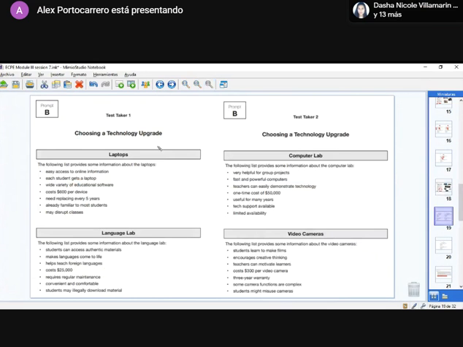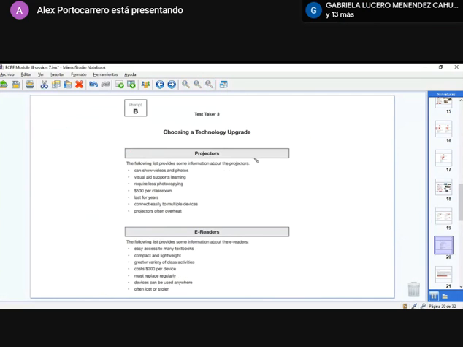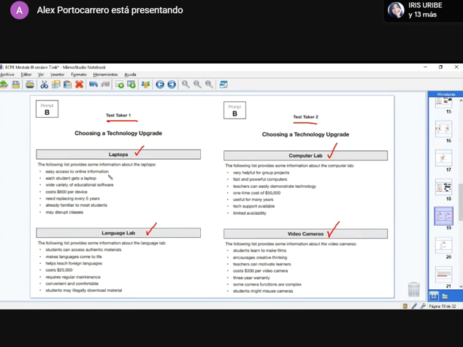And once again, you have test taker number 1 with laptops and language lab, test taker number 2 with computer lab and video cameras, and test taker number 3 with projectors and e-readers. And if you pay attention one more time, there's going to be a list of good things about this. Easy access to online information. Each student gets a laptop, wide variety of educational software, costs $600 per device, which is really cheap. Need replacing every 5 years, which is good. Already familiar to most students, but they may disrupt classes.